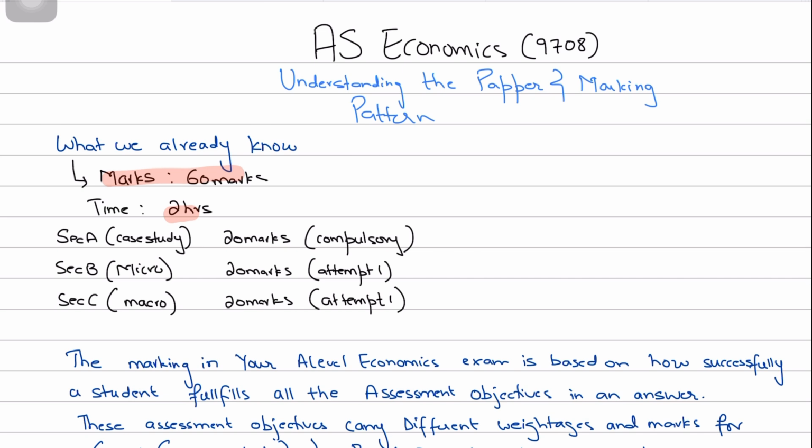It comprises 3 sections. The case study, which is a compulsory 20-mark question. Section B, 20 marks. There'll be 2 questions. We need to attempt 1. And section C will be from macro. And section B, by the way, will be of micro. Section C will be macro, 20 marks. 2 questions, we need to attempt 1 question.